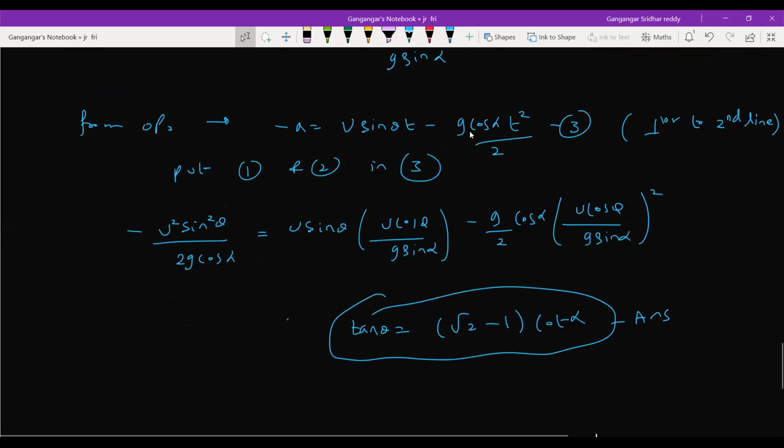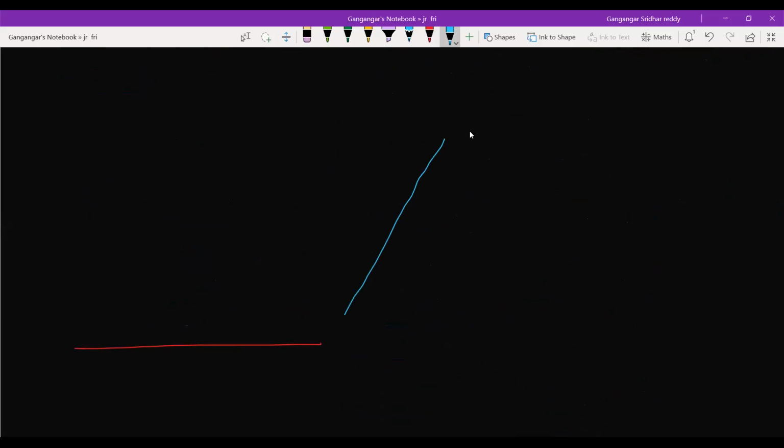Done, sir. Okay, now sometimes what happens, you'll be projecting from the inclined plane. You're going to project with a speed u at an angle theta, such that it will go and strike normal. It can happen. Then it will ask you what the conditions are.